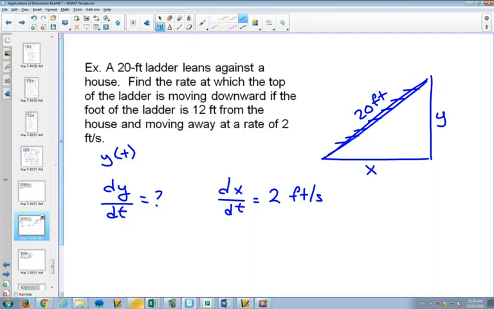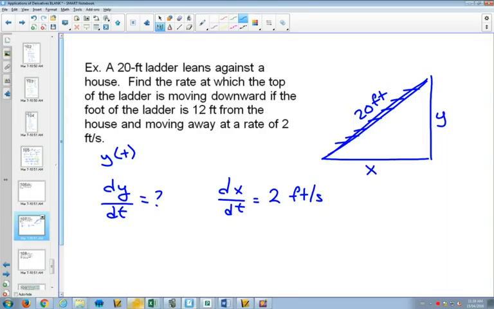Yes? We're just imagining it as a straight ladder, single aluminum hard piece, straight line. Yes?